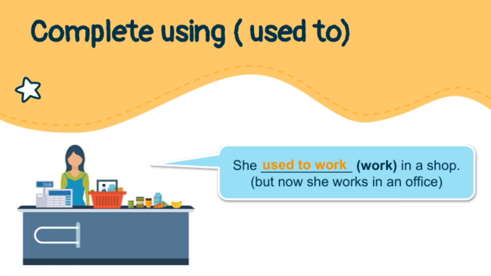Now, an important point to remember is that used to helps us emphasize the difference between the past and the present. In this case, she used to work in a shop, but now, as the slide indicates, she works in an office. This contrast highlights how people's jobs or routines can change over time. So, when you're describing past habits or states that are no longer true, think of used to as your go-to expression. It makes your stories clearer and more precise, especially when explaining how things used to be versus how they are now.